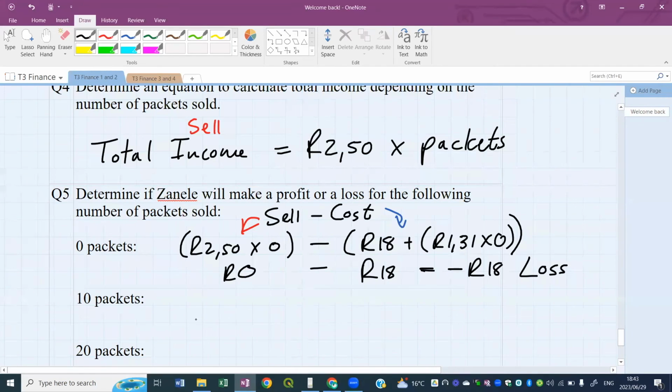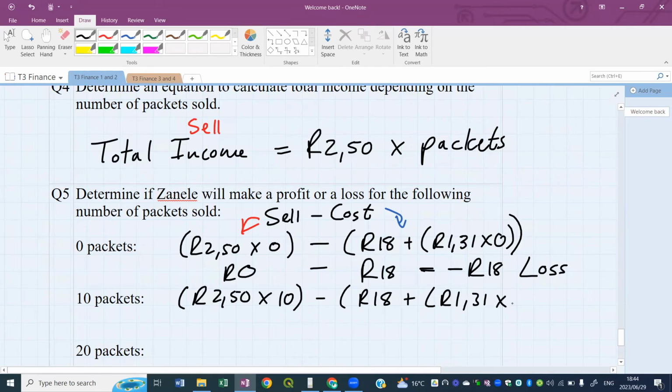Let's try it with 10 packets. I'll do the second one. You guys are going to do the rest. Okay, work with me. Watch what I do. We're going to say the selling. How does she get income? When she sells. What if she sells 10 packets? All right. How much does it cost her for 10 packets? Well, we know it's 18 Rand always for taxi fare, and it's 1.31 to make a packet. So it's 1.31 times 10 packets.